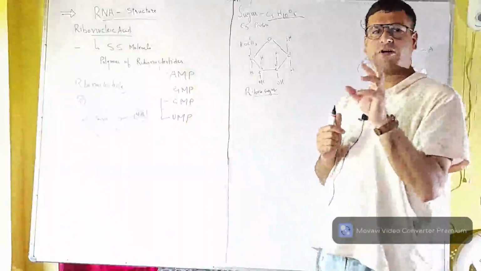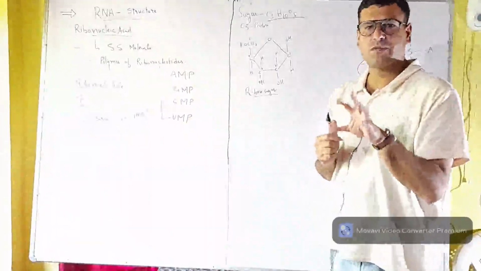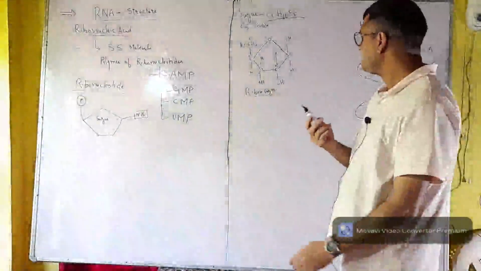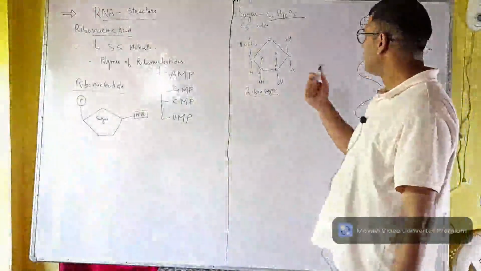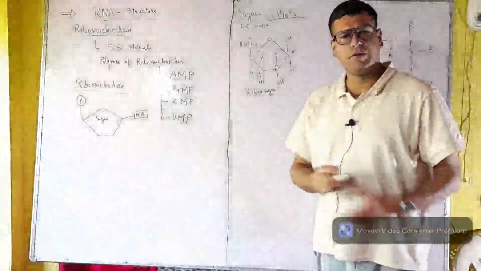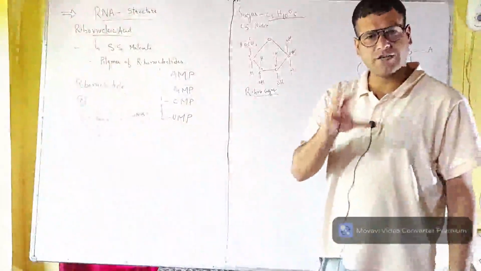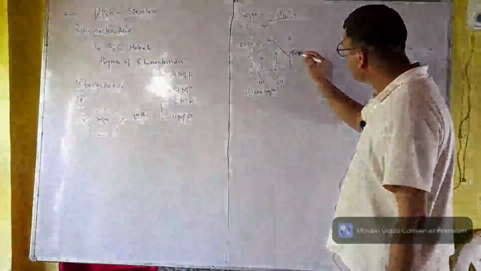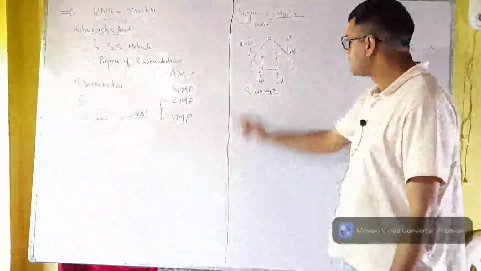While in case of RNA, this oxygen is present at the carbon second. Then we have this carbon first. The nitrogenous base is attached to the carbon first of the sugar, the carbon first of this ribose sugar. So this is the site where the nitrogenous base is attached.